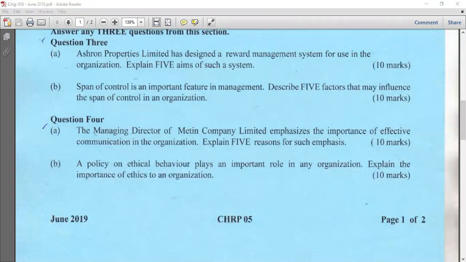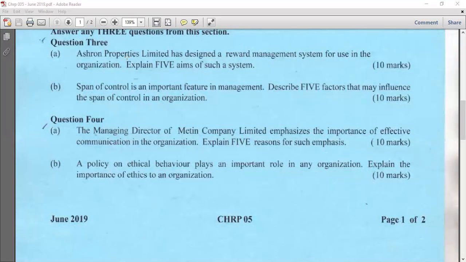The type of organization structure. If it is a tall organization structure or a flat one. Whether it is a tall structure or a flat structure in the organization. Anything else?